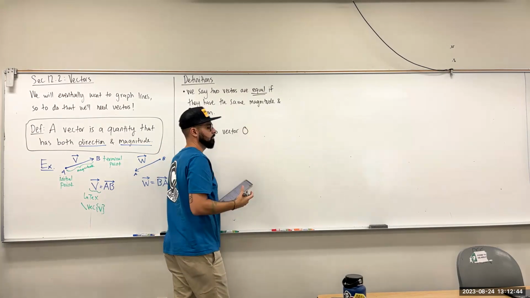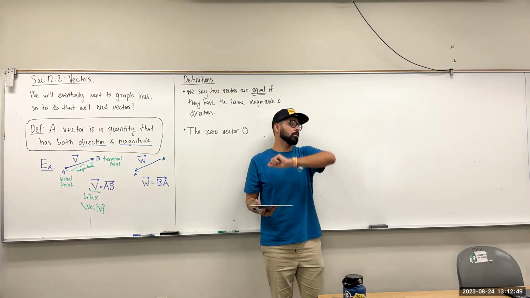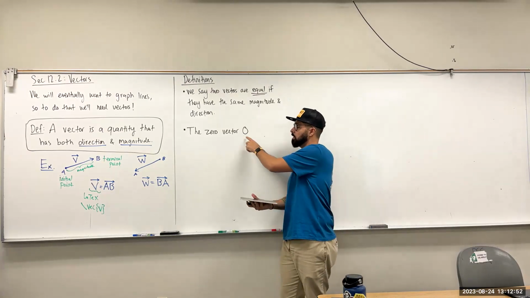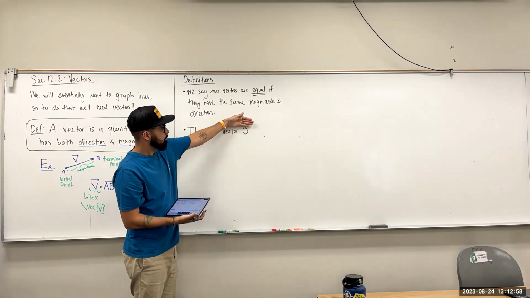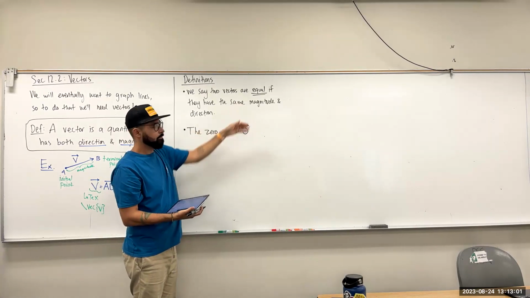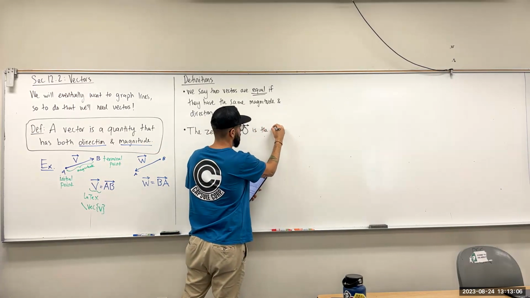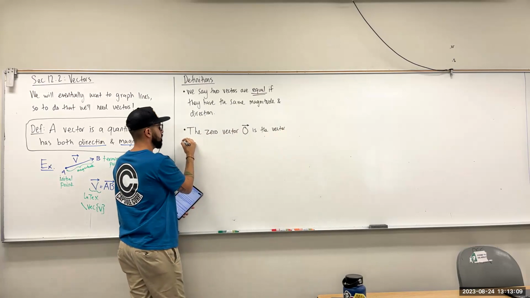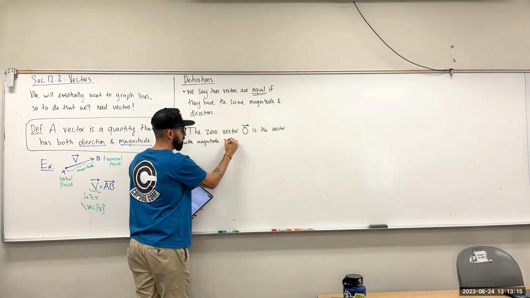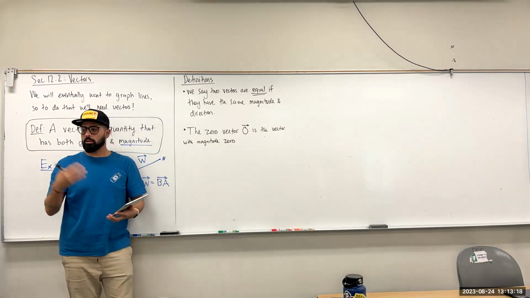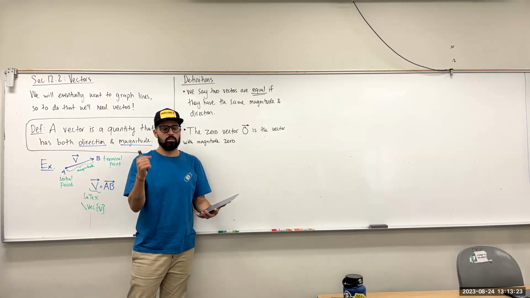We're going to write 0. Oh, and let me prepare you guys. There's a lot of notation in this class, and what you write will mean something completely different now. If I just put the number 0 without a little arrowhead, that's a number. This is a vector. So the 0 vector is the vector with magnitude 0. And you can kind of argue that it has no direction or it has all directions. There's no specific direction since it's just a point.